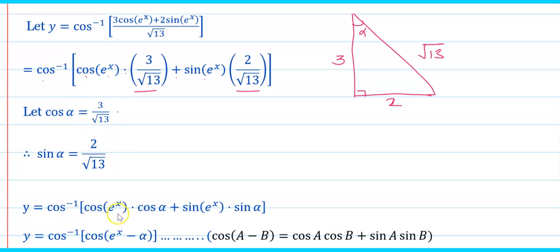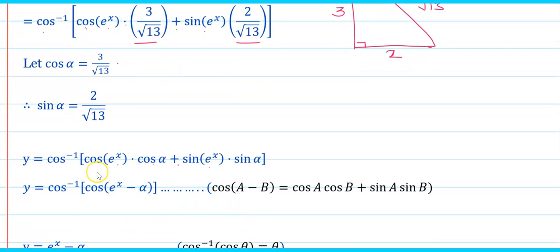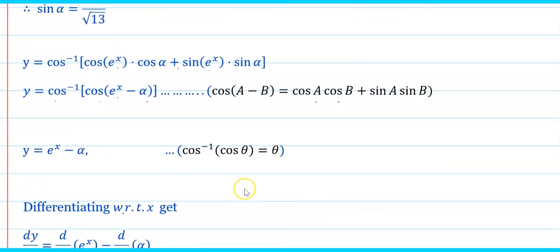cos inverse of cos of e raised to x into cos alpha plus sin of e raised to x into sin alpha. Now this is the expansion of cos of e raised to x minus alpha. Cos inverse of cos of e raised to x minus alpha, it's the expansion of cos of a minus b, that is cos a cos b plus sin a sin b, and hence y is equal to e raised to x minus alpha, by using the result cos inverse of cos theta is theta.